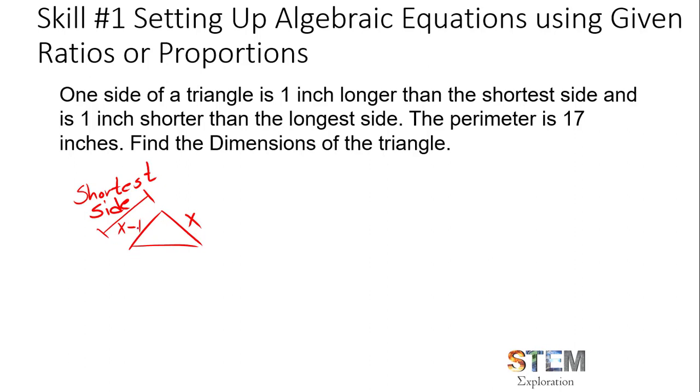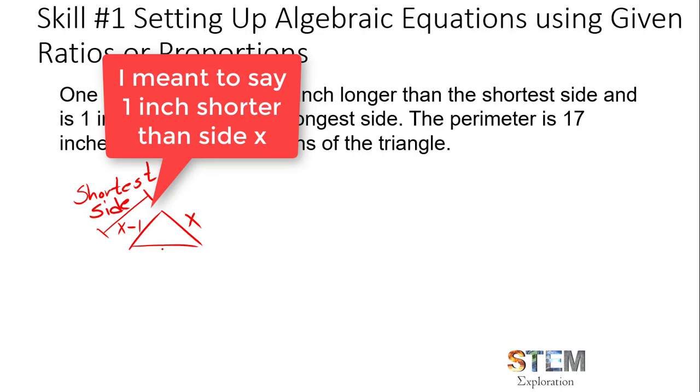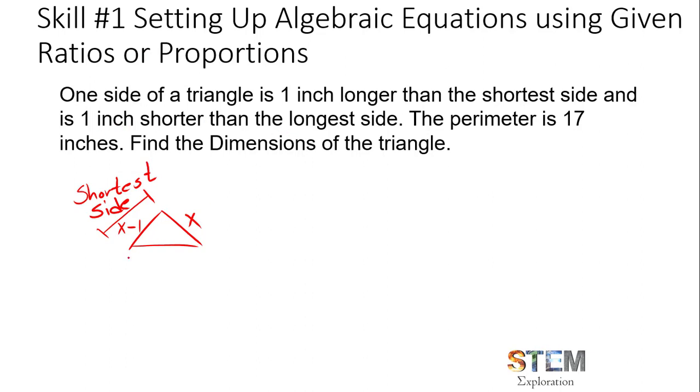Okay, and so what I'm trying to do is create my own algebraic equation to describe a situation. And I can say that this is x minus 1 because this is 1 inch shorter than the shortest side. And the same thing can be applied to the other situation where it says, and 1 inch shorter than the longest side. Okay, this side is the longest side. And the longest side is 1 inch longer than the side that we know in question. And so we can say that this is x plus 1.